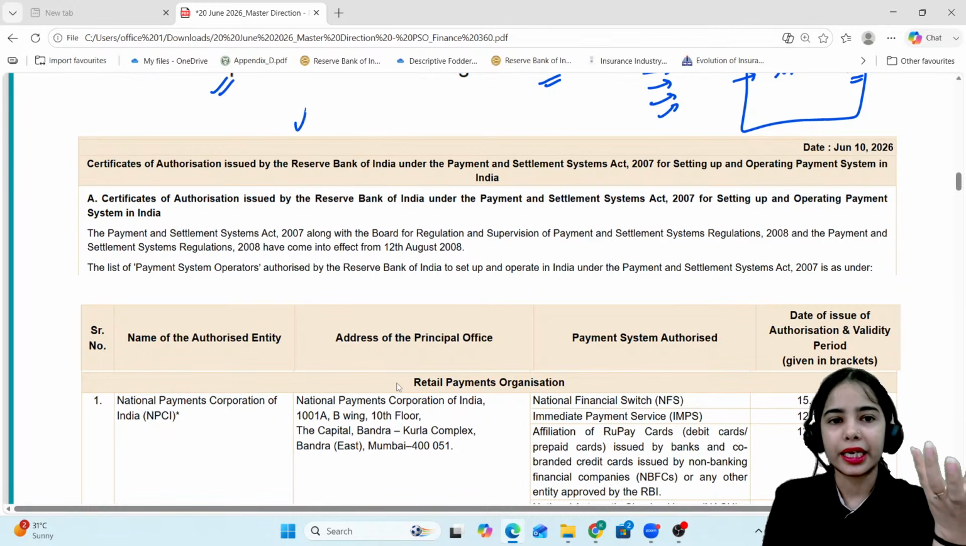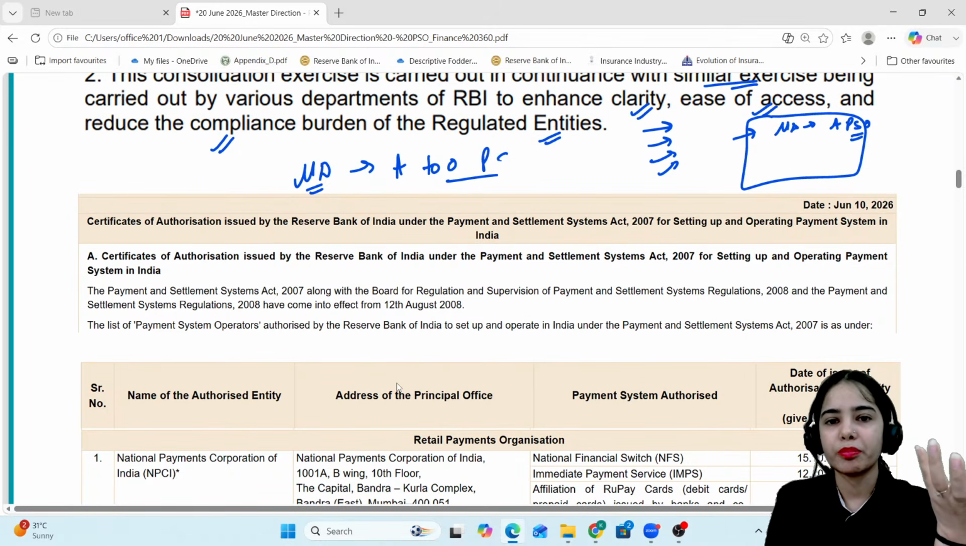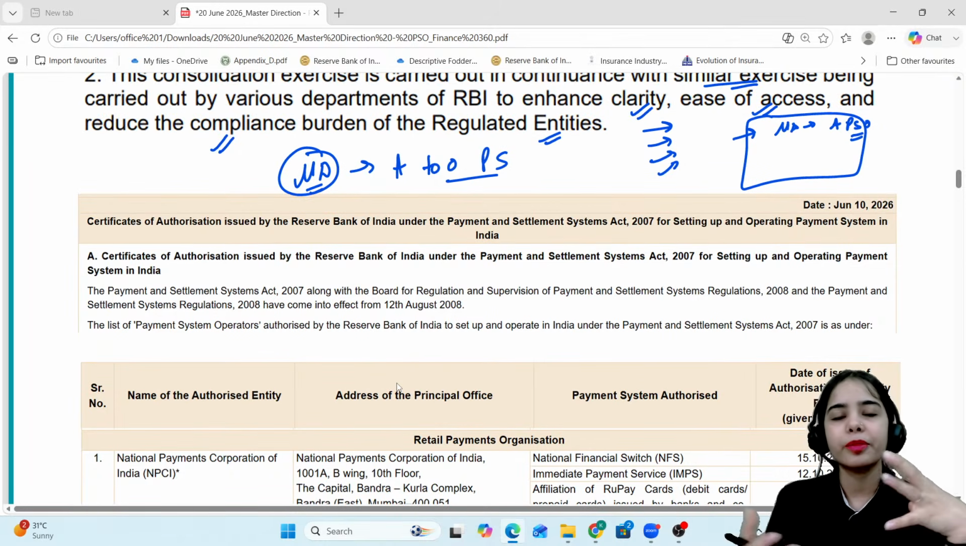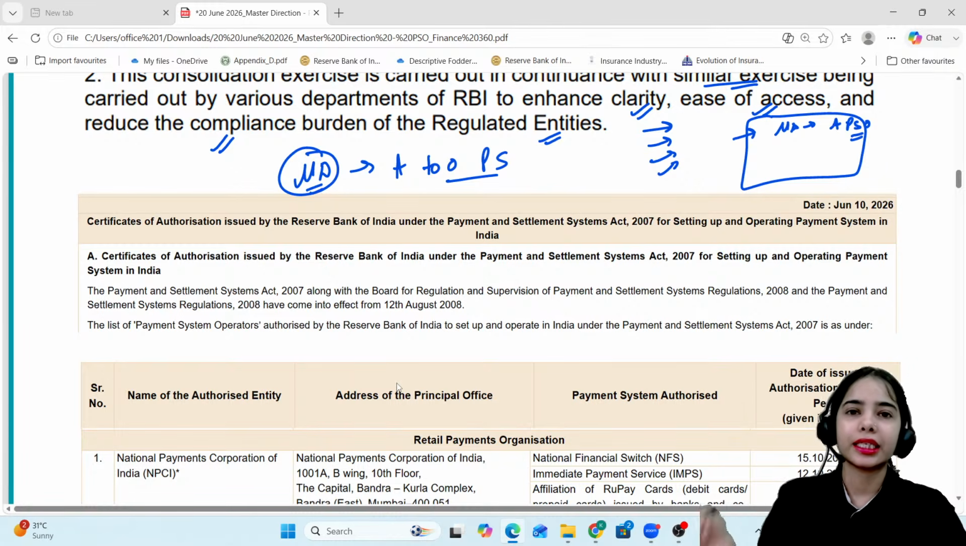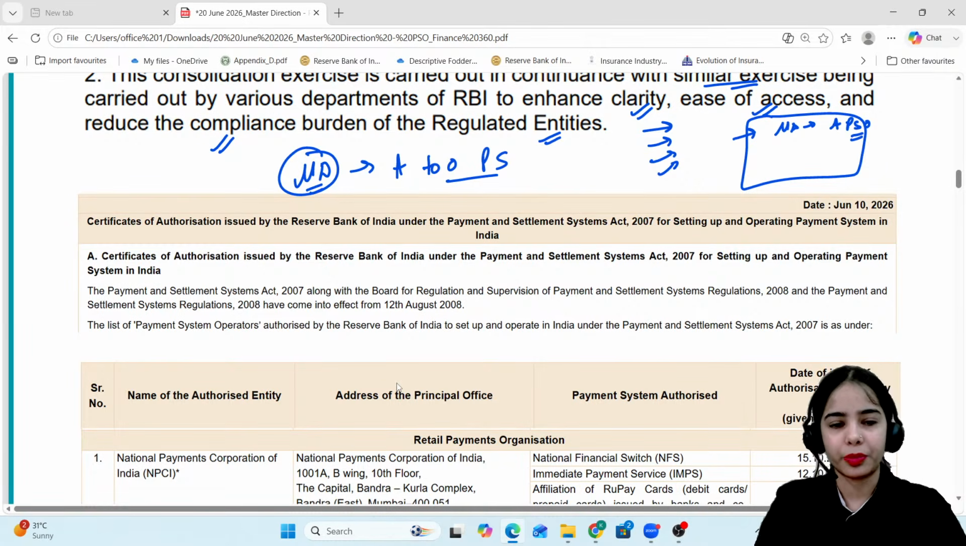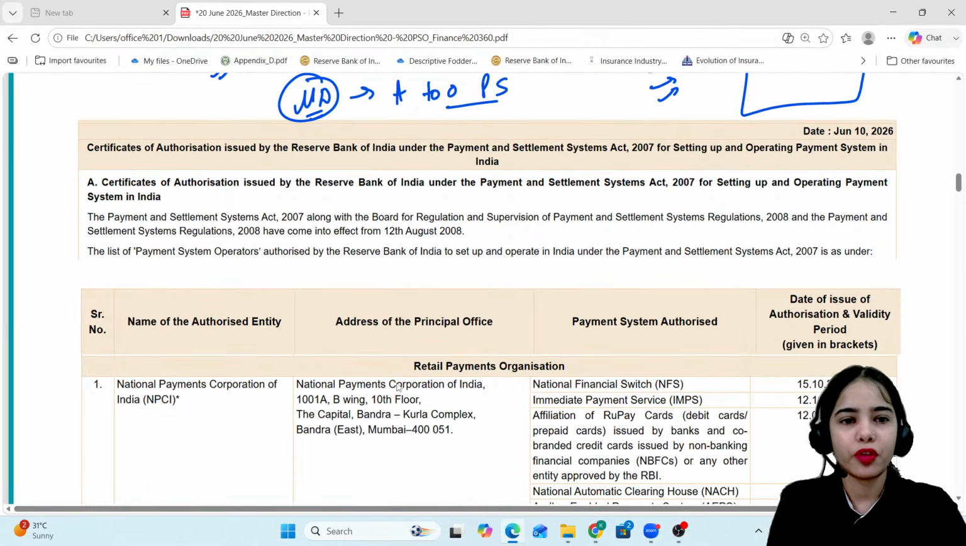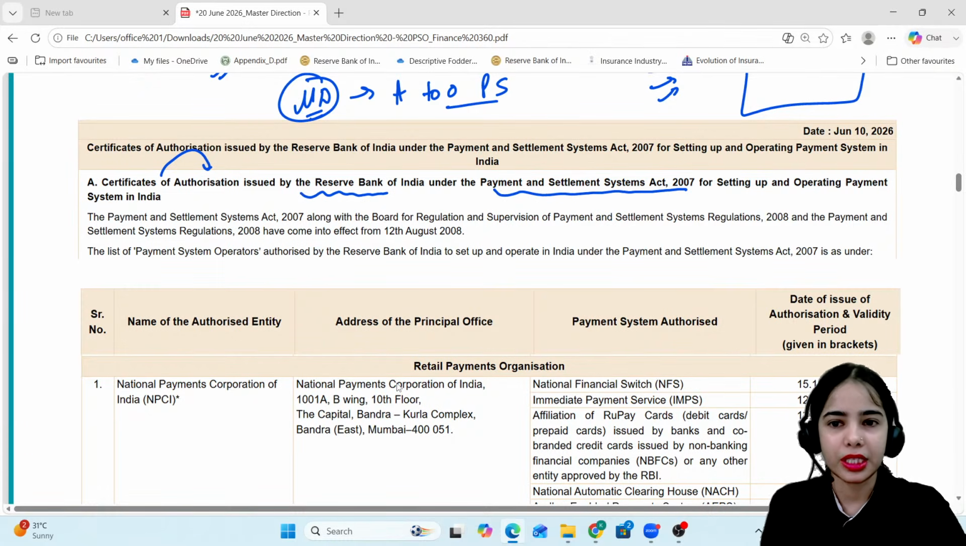Now, before understanding the master action for the authorization to operate the payment system, the directions are there for the payment system operators. Who are the payment system operators? First, let's understand this, so that you have the idea of how they are authorized by RBI. First of all, a certificate of authorization is issued by RBI under the Payment and Settlement System Act 2007 for setting up and operating the payment system in India.